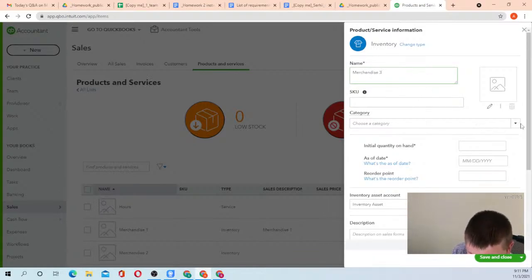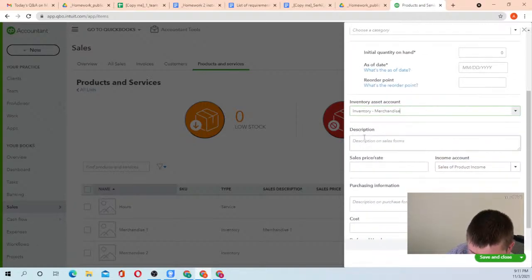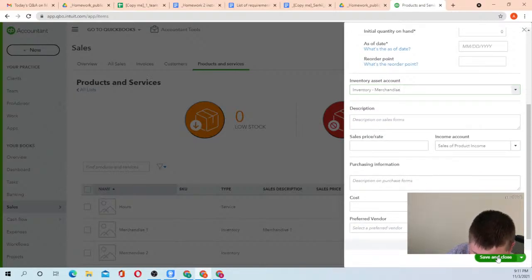Let's see what we have here. We have category. I don't pick up anything, so that will only complicate our transactions thus far. When you have an actual business, you might want to find out how all of that works. So let's see. Initial quantity on hand 0. Inventory assets account. Inventory merchandise. Description, sales price. Yeah, I just keep all of that.